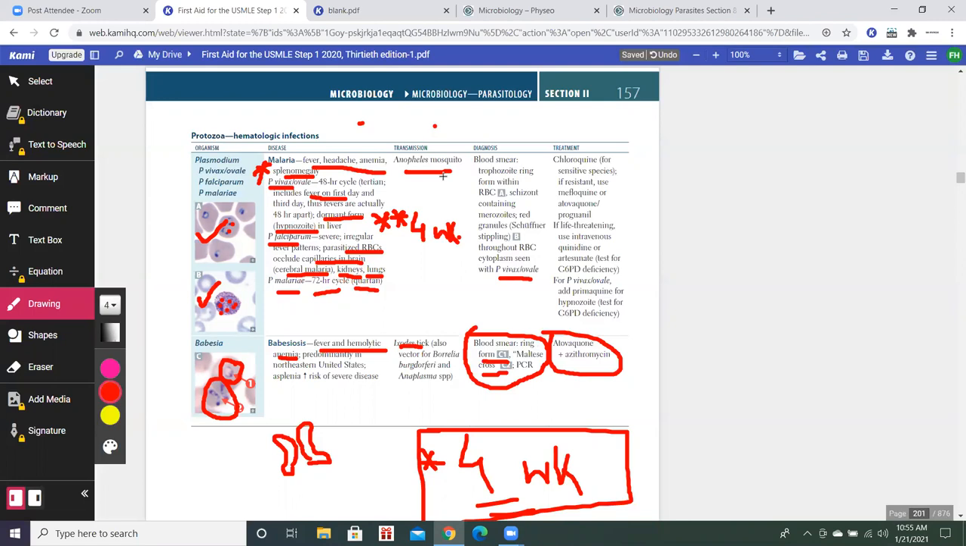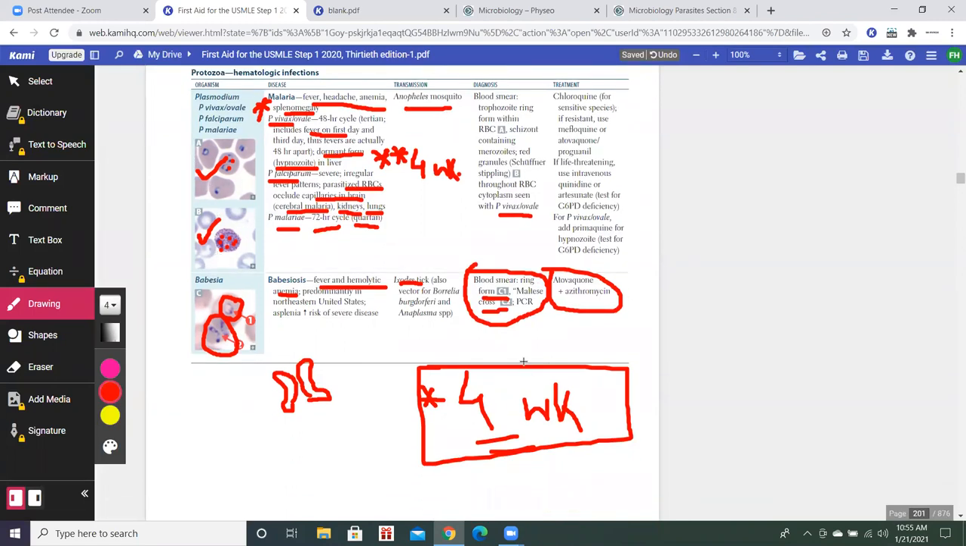Now, there are two ways you can diagnose malaria, and then there's this extra piece of information which we gave you. And now we'll talk about the treatment. Treatment is we will prescribe chloroquine.